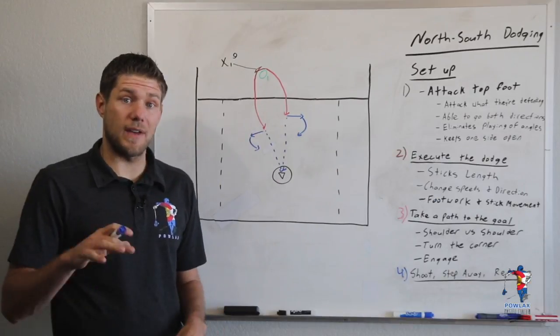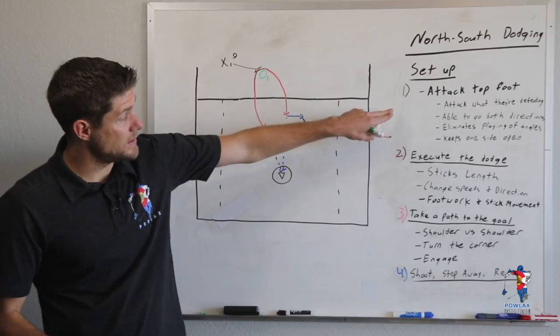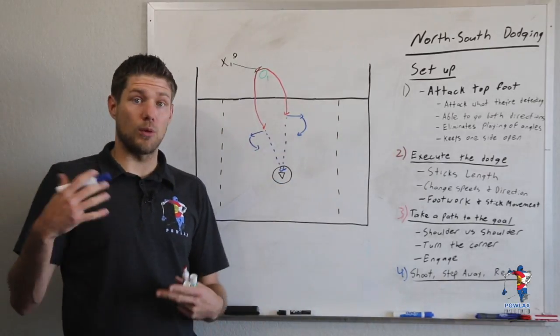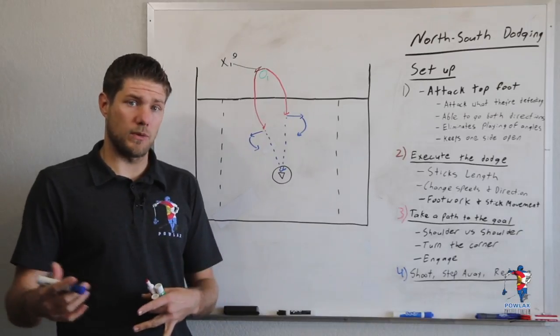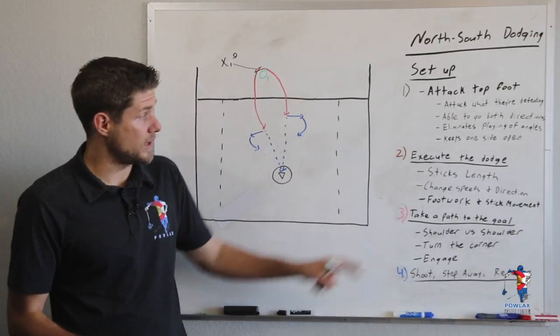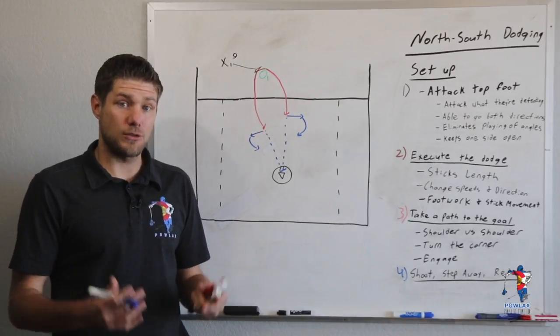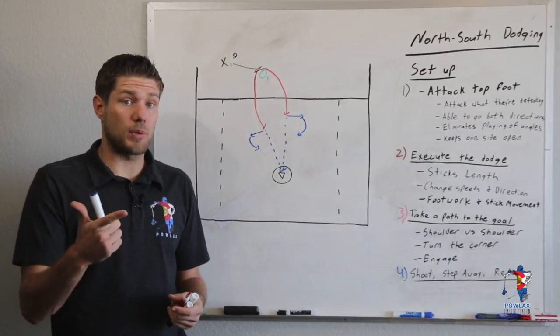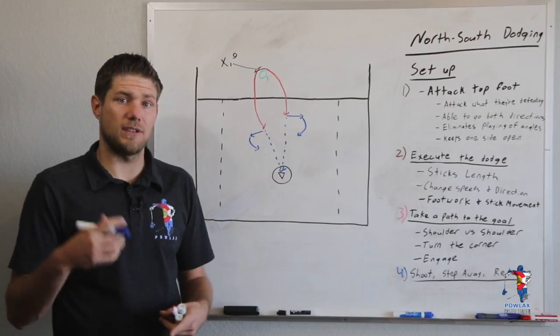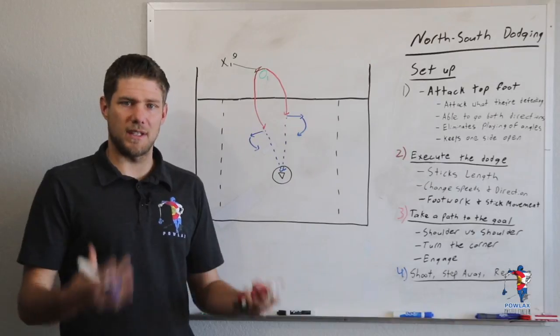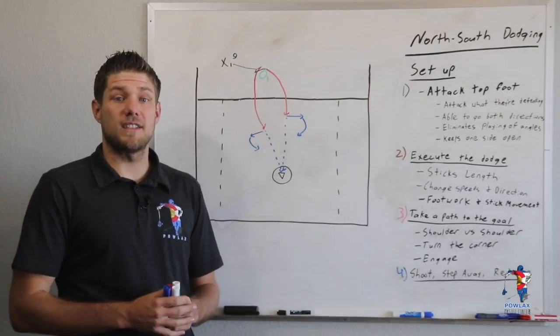And those are the basics of any good north-south dodge. We've got attack the top foot, execute the dodge, take a path to the goal, and shoot, step away, or redodge. And so all of the subsequent videos are going to focus exclusively on executing the dodge so that we can learn how to teach our players how to use the proper footwork and proper stick skills to change speeds and change directions in a way that we can produce slides out of the defense to give us that advantage.